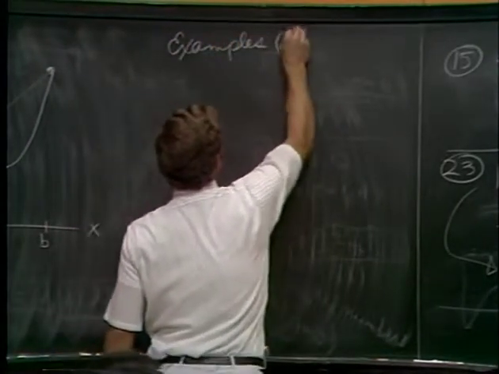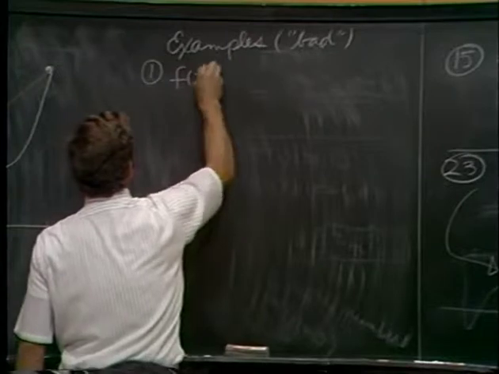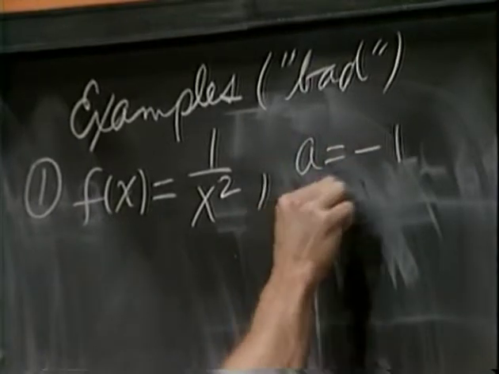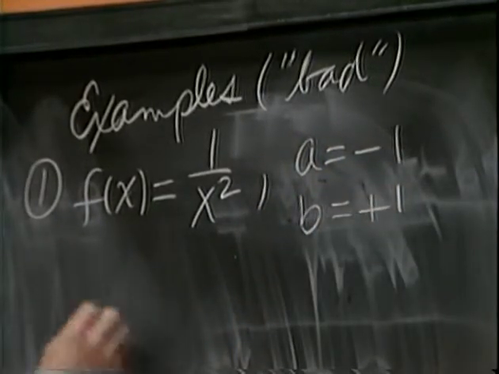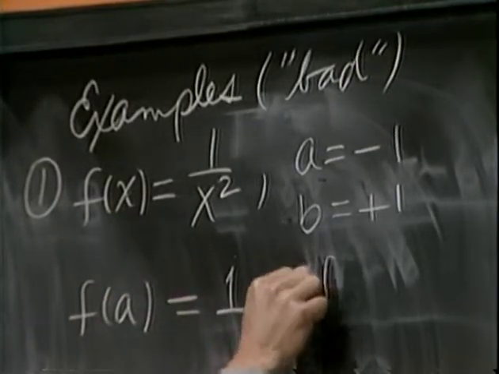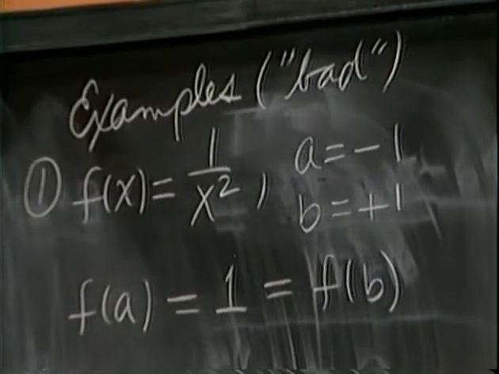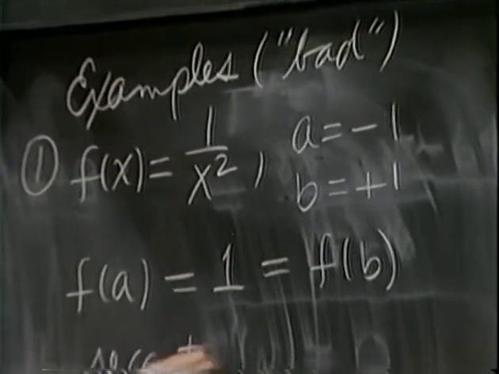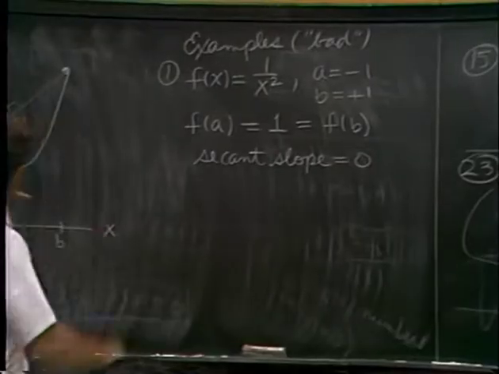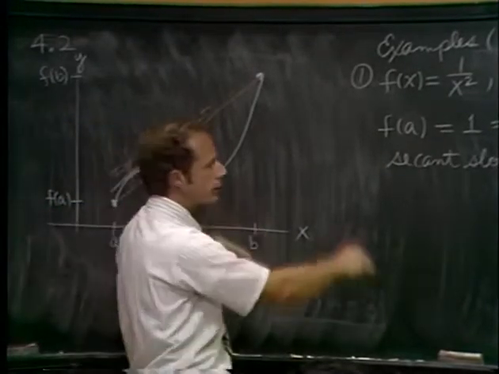These are the bad examples. First one, how about f of x equals 1 over x squared, a is minus 1, b is plus 1. If you plug in, f of a is equal to 1, and so is f of b. So there's no difference in the altitudes when you go from a to b. That means the secant slope is 0. Now over here, the two points have the same y-coordinates, so the secant slope is 0.